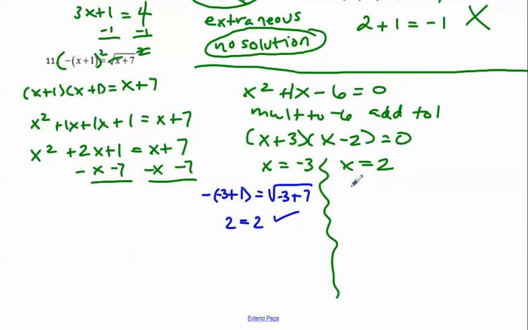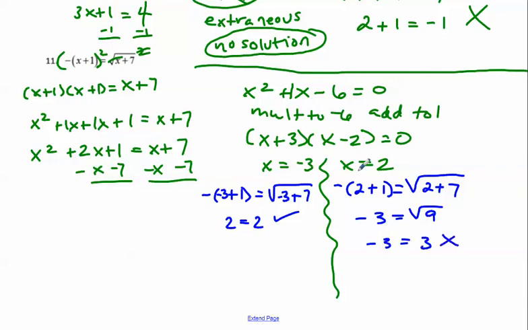Alright, let's check this one. Negative 2 plus 1 equals square root 2 plus 7. So this gives me negative 3 equals square root of 9. Negative 3 equals positive 3. So this one doesn't work. So this answer is extraneous. And this is our answer. So we have just one solution to this problem. Okay, and this is the end of this page of notes.